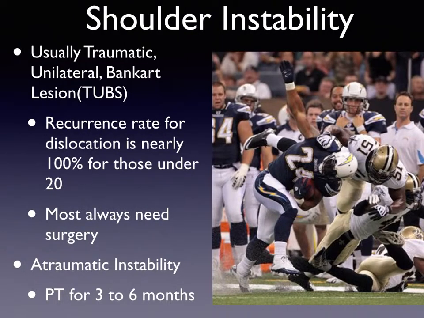Shoulder instability is another common problem, and that means dislocation of the shoulder. It's usually traumatic, usually on one side, or what we call unilateral, and there's often a labral or Bankart tear associated with that. The recurrence rate for dislocation in young athletes is nearly 100% for those under age 20 and usually requires surgery. If it's atraumatic, meaning there's no acute dislocation, usually we'll try physical therapy for 3 to 6 months before considering surgery.